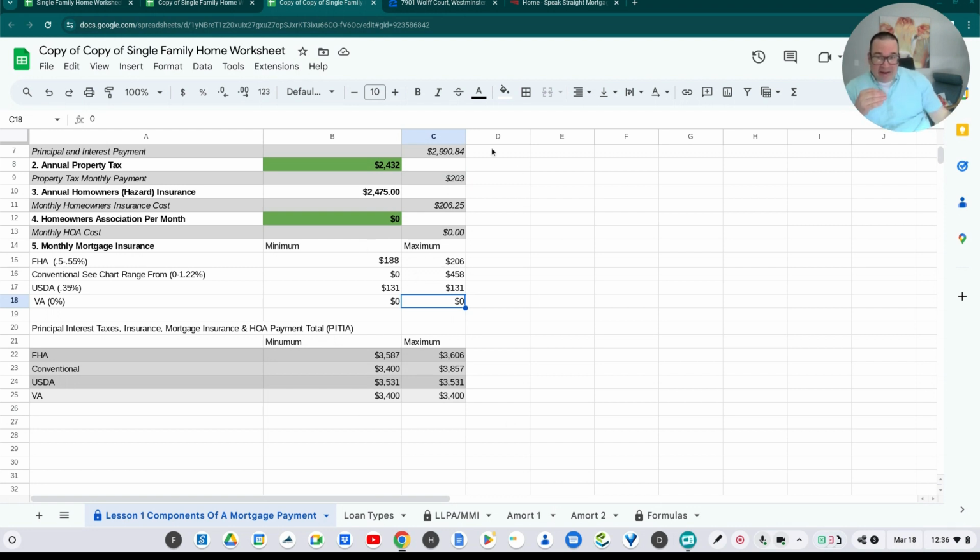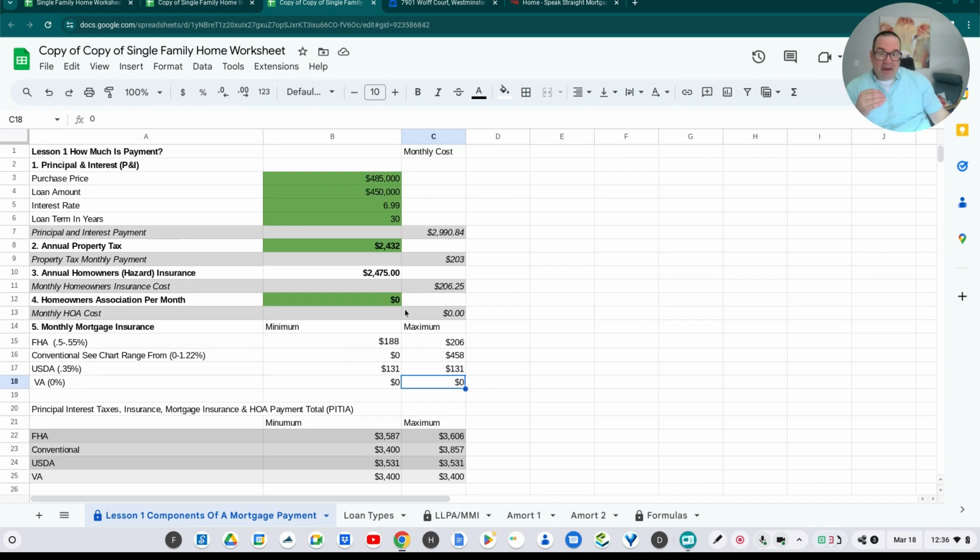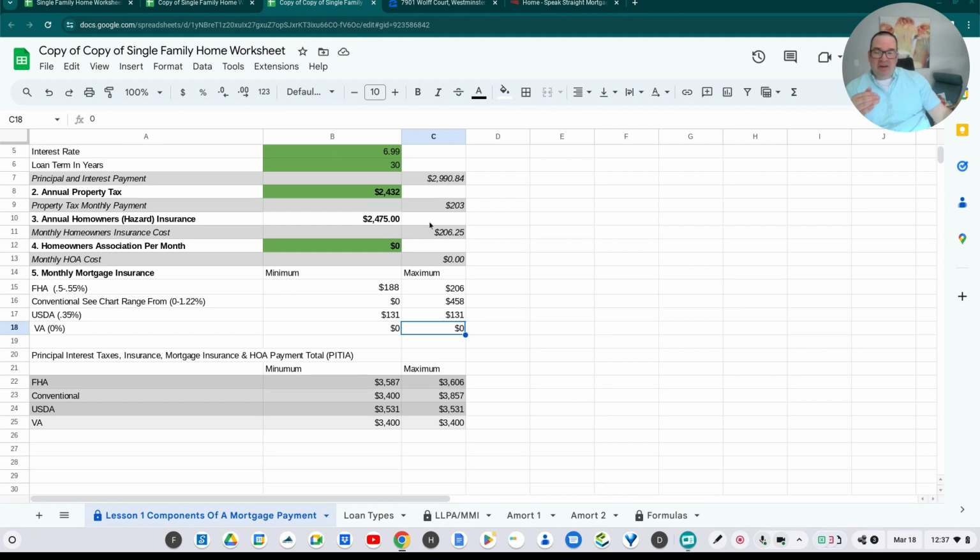And I'll get into this in far more detail in further videos, and that is why it's important to understand the other components, because it is not just interest rates. P&I is only one portion of the loan. But now that we have all the information for this property, you can see it ranges from, for an FHA loan, roughly $3,600, VA, $3,400, conventional could be as high as $3,857.